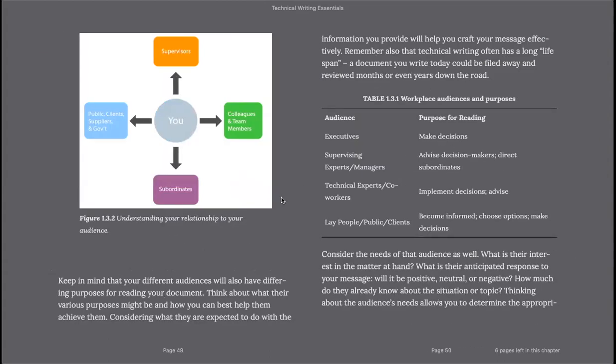So in short, understanding your relationship to your audience: you may have a supervisor, subordinates, colleagues, team members, and so on. And then you're communicating to the public, suppliers, clients, and others. So far, so good? Yes. Thanks.